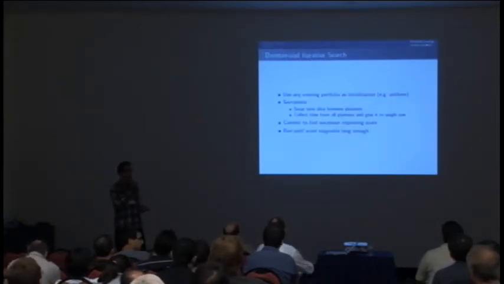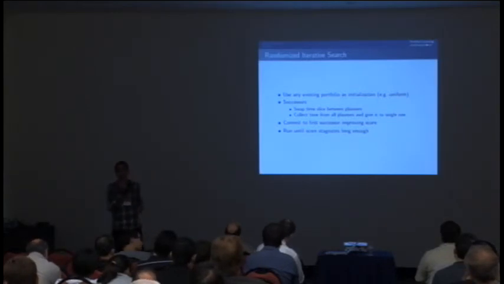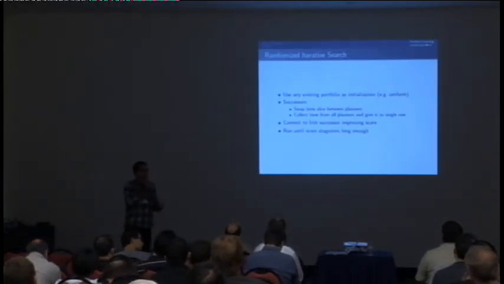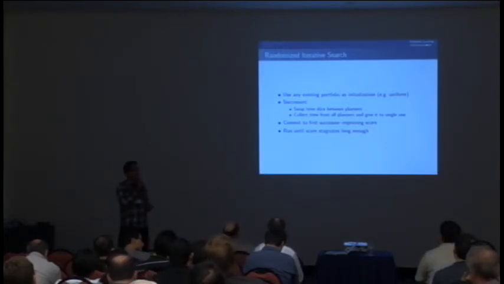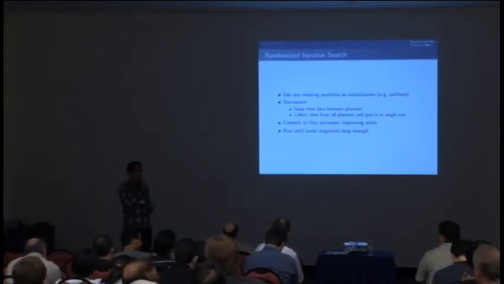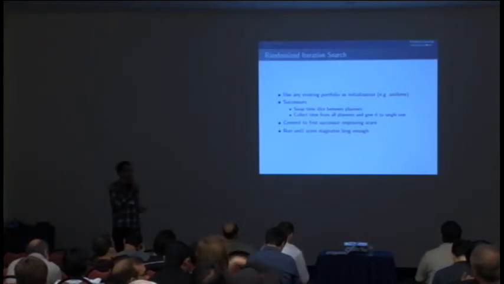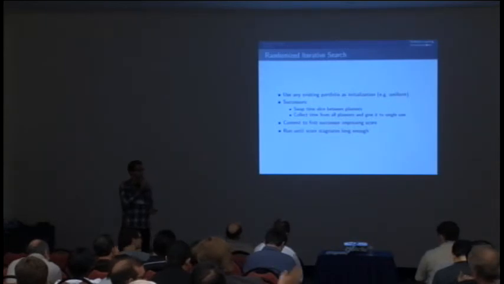The last portfolio generation method is randomized iterative search. This can use any existing portfolio as initialization. In our tests, we used the uniform portfolio. It generates a list of successors by either swapping a fixed amount of time between two planners, or by collecting time from all planners and assigning it to a single one. Then it commits to the best found successor or to the first successor that improves the score, and reruns this procedure until the score stagnates for 20,000 iterations.